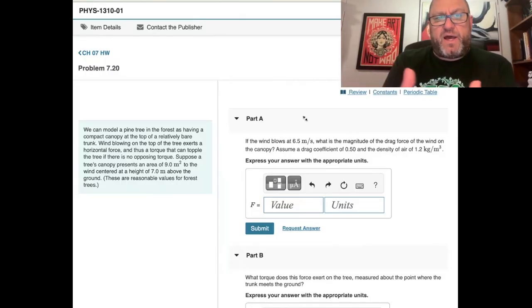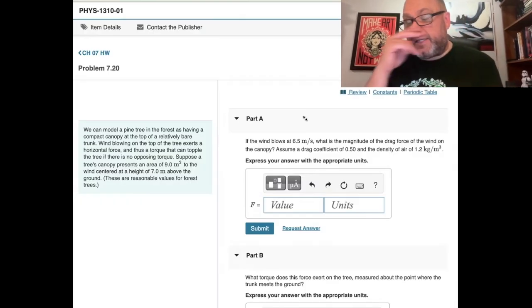Okay, so we can model a pine tree in the forest as having a compact canopy at the top of a relatively bare trunk. Wind blowing on the top of the tree exerts a horizontal force and thus a torque that can topple the tree if there's no opposing torque. Okay, suppose the tree's canopy presents an area of 9 meters squared to the wind, centered at a height of 7 meters above the ground. Okay, these are reasonable values for a tree in a forest.